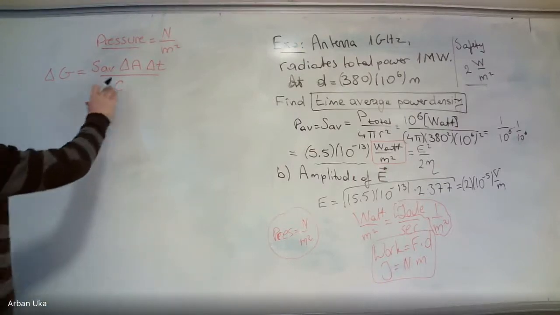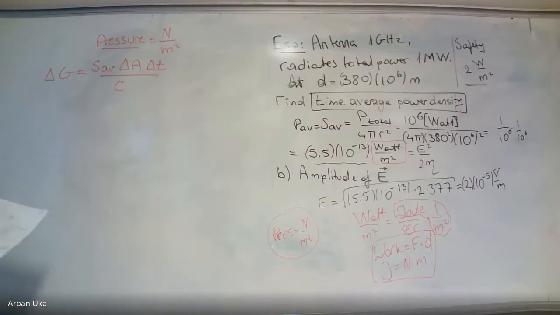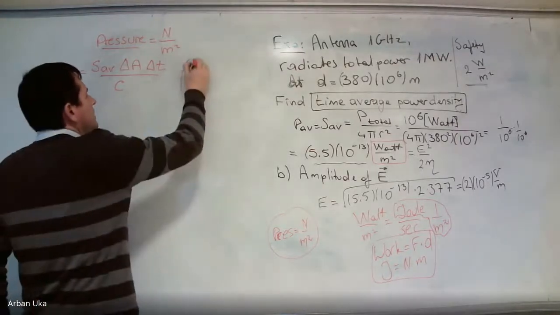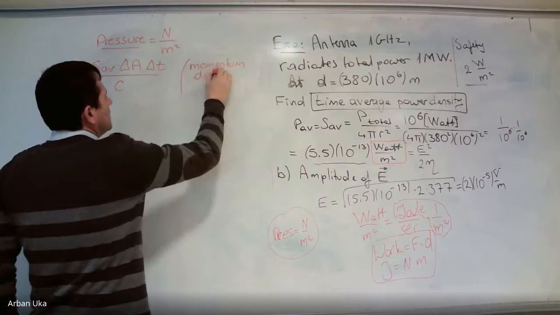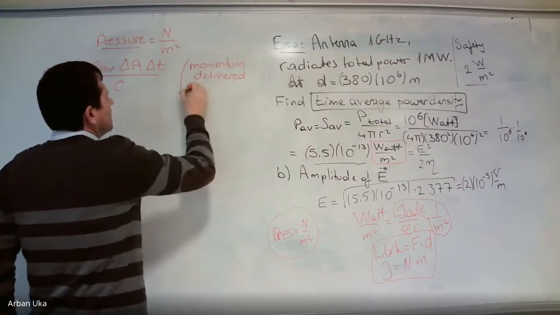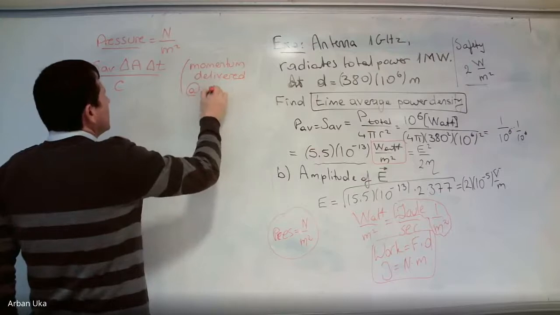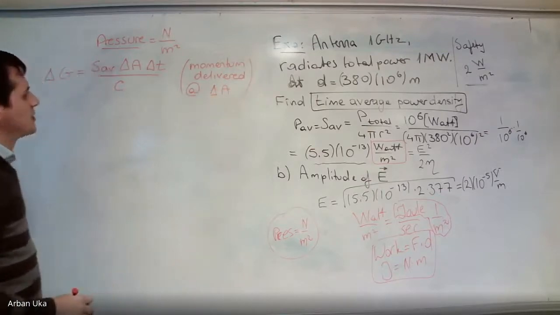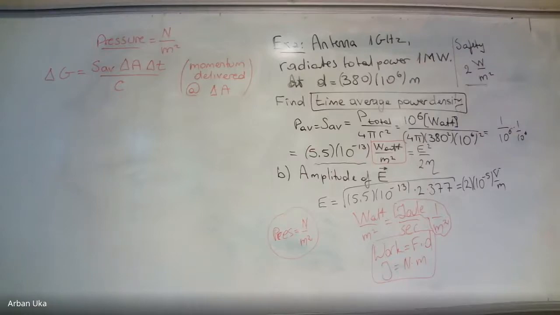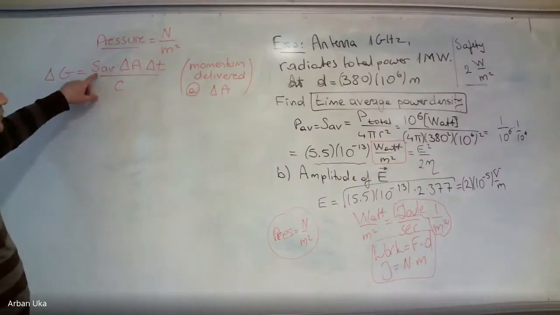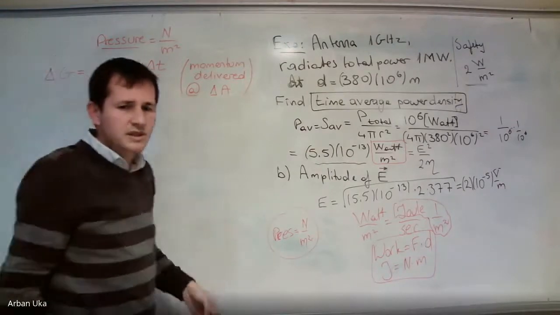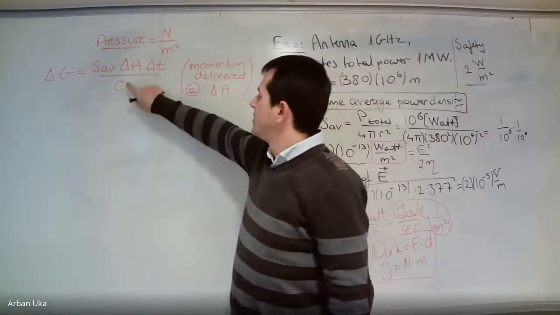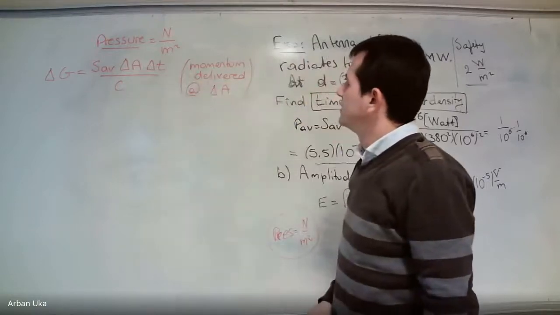So if we look at this quantity, this delta G is denoted as the momentum delivered at an area delta A. So this delta A is measured in meter square. Again, if you look at these units, this is watt per meter square, times meter square is just watt, times seconds, watt times second is equal to joule. So joule divided by meter per second, we get the momentum delivered.